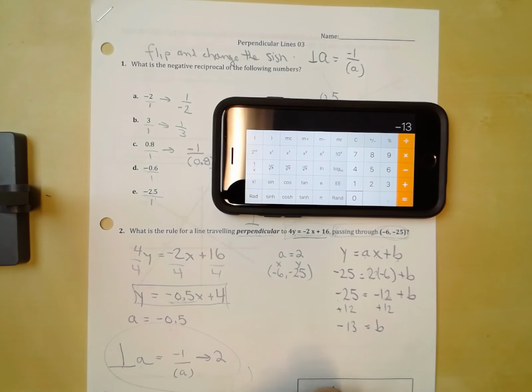Now we put it all together. Y, don't forget that y, equals, what was my a? 2. It's perpendicular. x minus 13. And you are now done number 2.